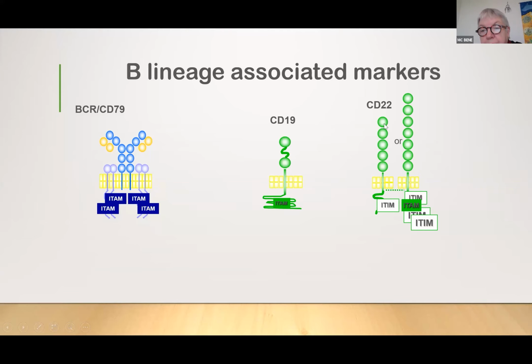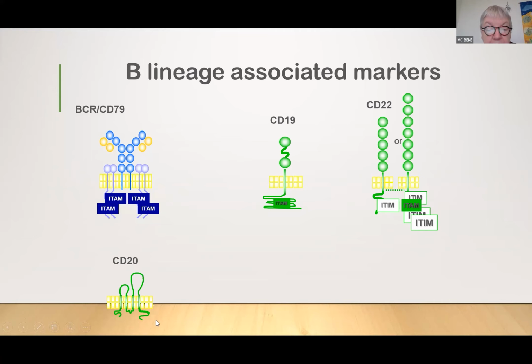CD22, which can come with 5 or 7 domains of the immunoglobulin superfamily, and which is carrying immunoreceptor tyrosine-based inhibitory motifs that are going to balance the activation provided by the items. Then, of course, the very famous CD20 with its 4 transmembrane parts and these 2 loops outside. We use it, of course, as a target for immunotherapy, and it has completely changed the fate of patients with lymphomas, but we still don't really know what it does.